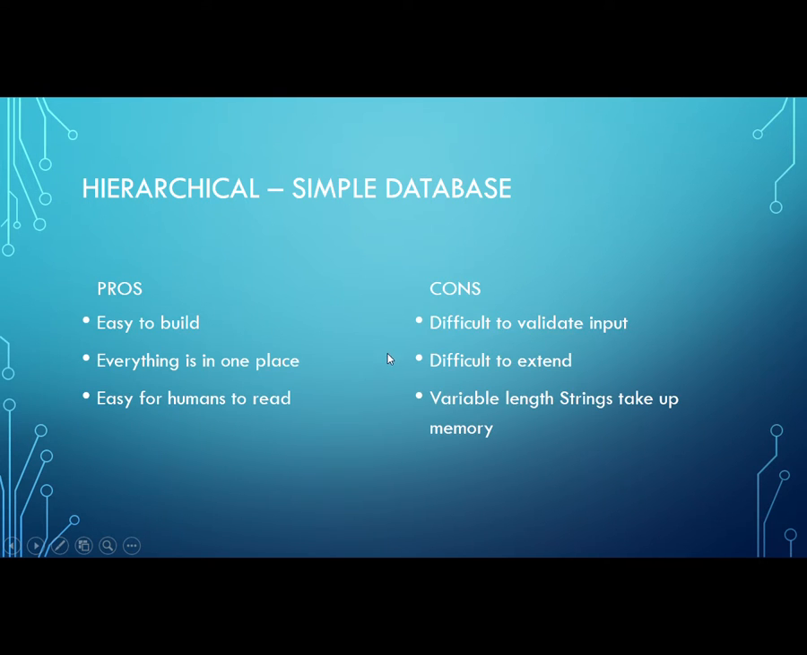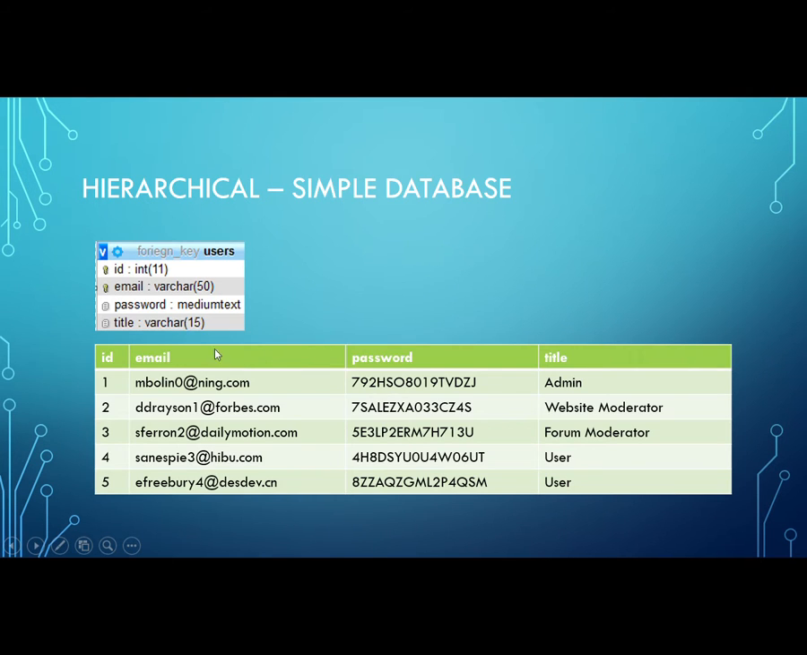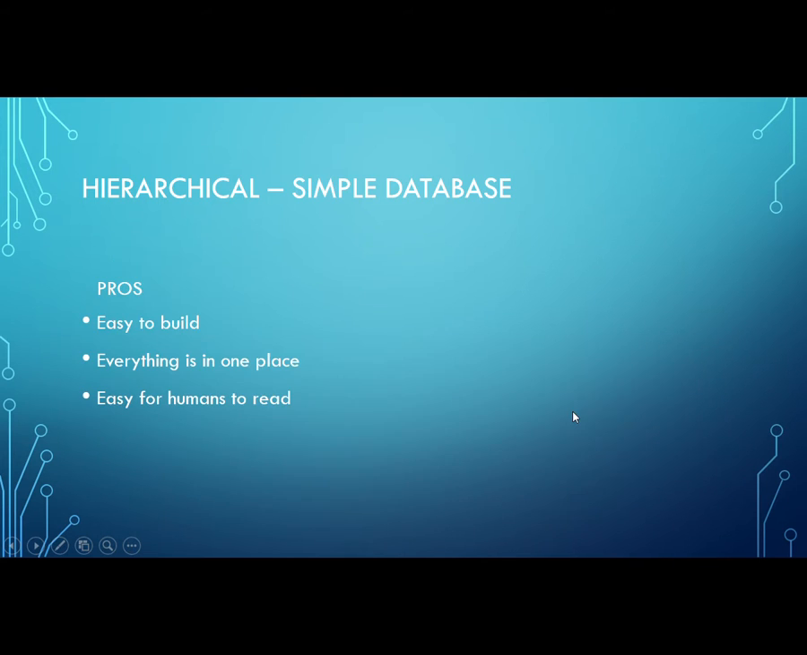However, there are some cons. For example, it's very difficult to validate the input. What if some websites use the title super moderator instead of website moderator, and you try to insert a row that has super moderator instead of the website moderator, which is what we want it to be defined as here? Well, it's very difficult to validate that because you would basically be able to insert anything. What a relational database will do is validate, and we'll go into details later, that the row that we are inserting points to a valid title.